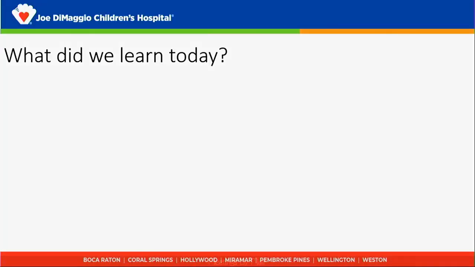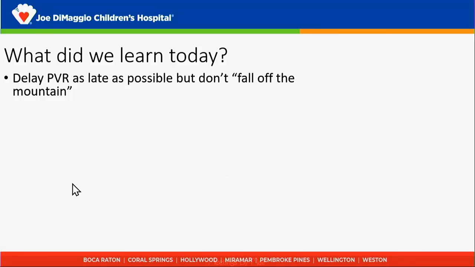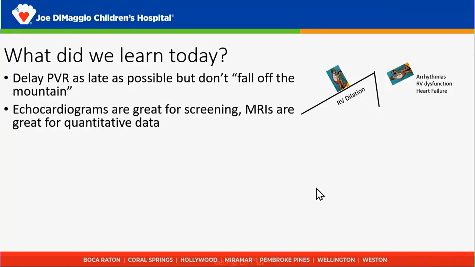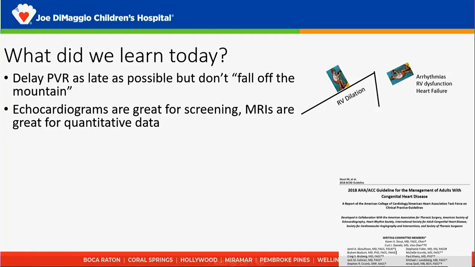So, what did we learn today? It's important to delay pulmonary valve replacement as late as possible, but again, you don't want to fall off the mountain into arrhythmia or RV dysfunction range because those are very hard to reverse. Echocardiograms are great for screening, and MRIs are great for quantitative data to decide if your asymptomatic patient needs a procedure or a new valve.